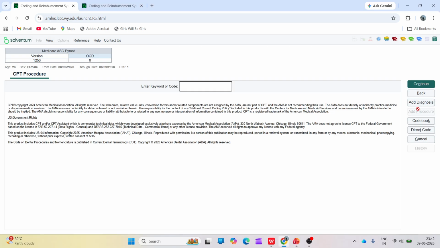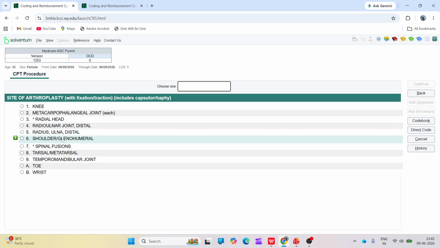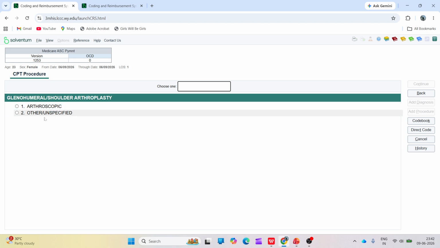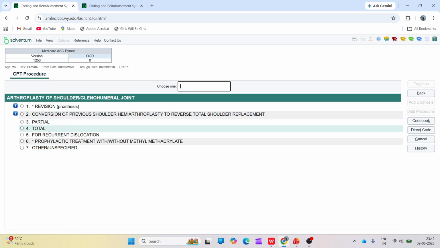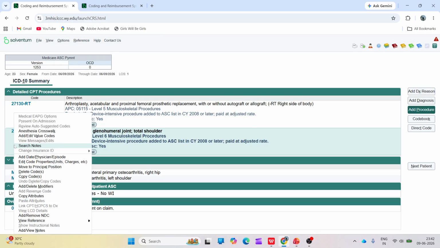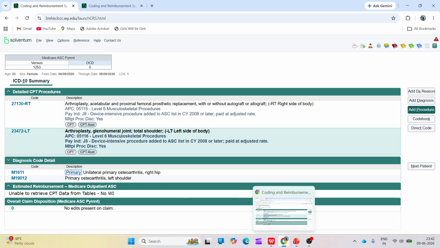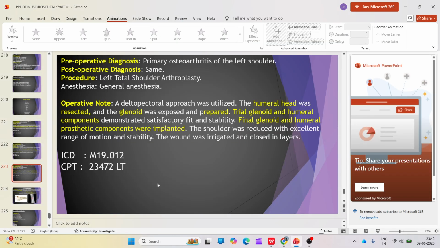So we'll navigate this by arthroplasty. We can also take that arthroplasty of the shoulder. It's not arthroscopic. Other specified, and it's in total. So this one is the CPT code for the total shoulder arthroplasty, and this one is the ICD M19012. So this one is the navigation of that.